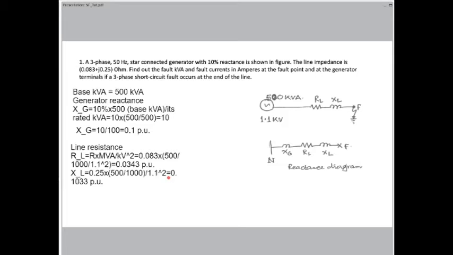Thank you. We have the resistance in per unit, we have the reactance in per unit for the line, we have the reactance of the generator in per unit, which we calculated before, 0.1 per unit. Now the next step is to draw this diagram that you see here.